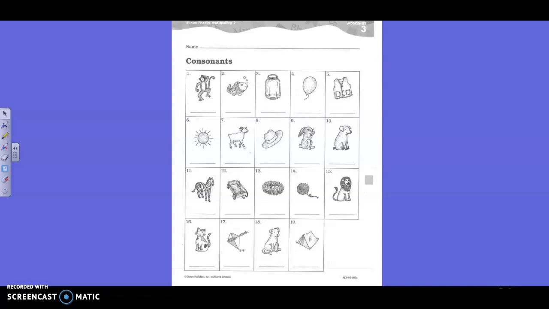Okay, we will identify each picture and you will write the letter that the picture begins with on the line beneath each picture. So, number 2 is a what? What's the beginning sound? What makes that sound? Write it. Okay, we will go through all of these together, kind of, okay?